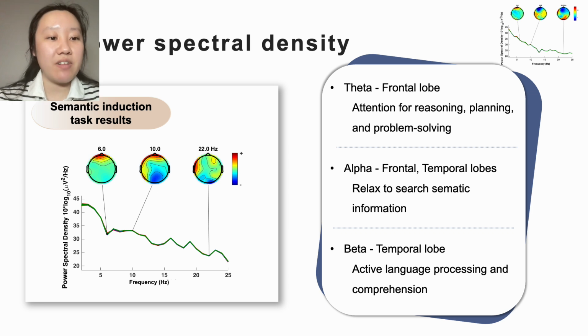As for the beta wave, we will find that the beta wave is always related to the temporal lobe areas. So based on this, we can summarize that when people have the semantic memory process, some active language processing and comprehension will happen, which is the core thing of semantic memory.